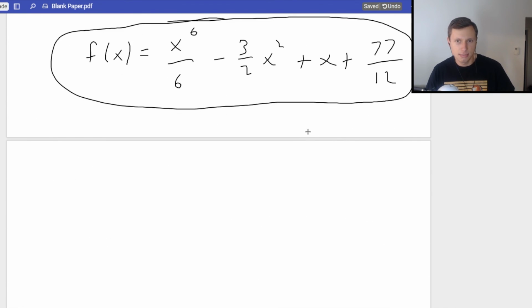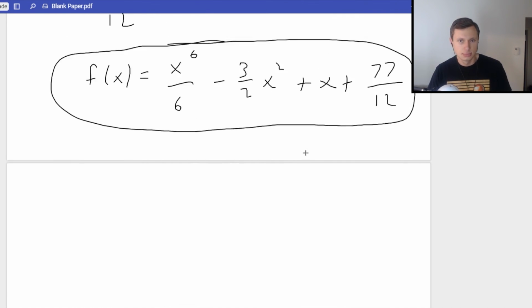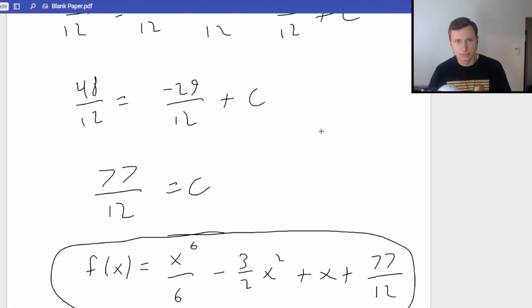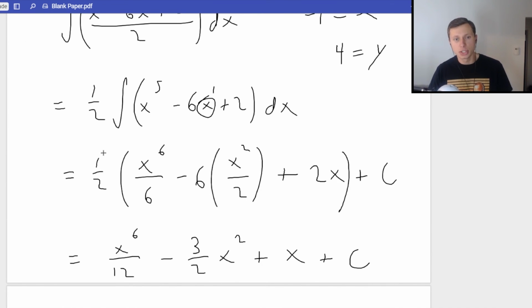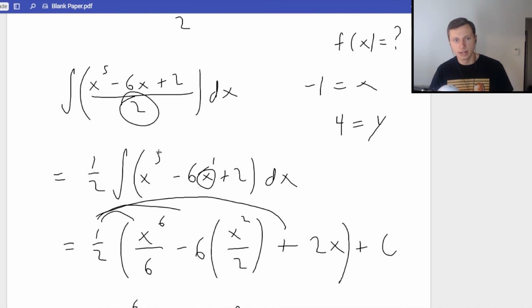Okay, thank you. Yep. Any other questions? I have one question. How did you get the 12 in the denominator in the first place? Yes, so that was back in this step right here. I distributed the 1/2 to every term. And where did the 1/2 come from? Right here in the original problem. Okay, thank you. Yep. Any other questions?